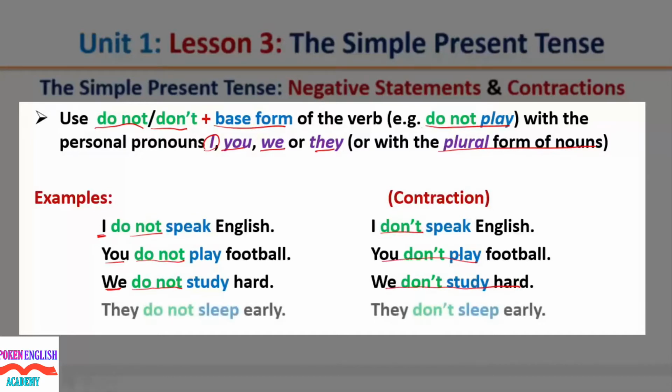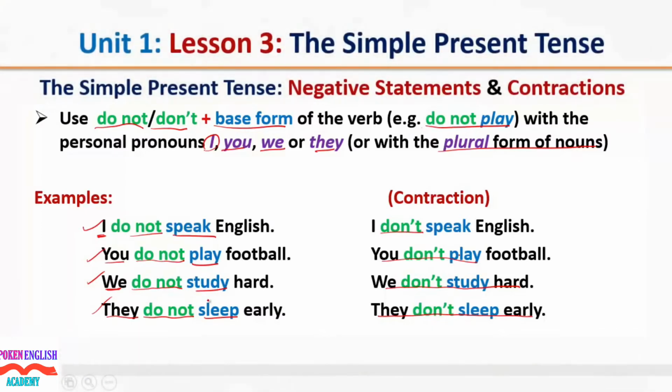Another example. They do not sleep early. Again, notice here we use do not after the pronoun they, and the contracted form is they don't sleep early. So again, after the personal pronouns I, you, we, and they, we use do not plus the base form of the verb.